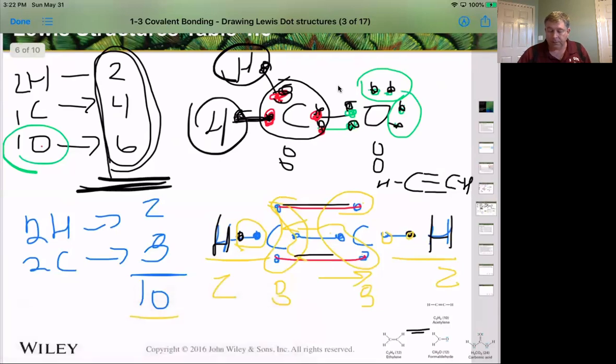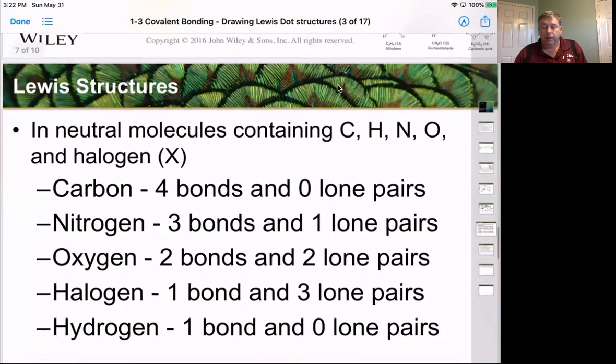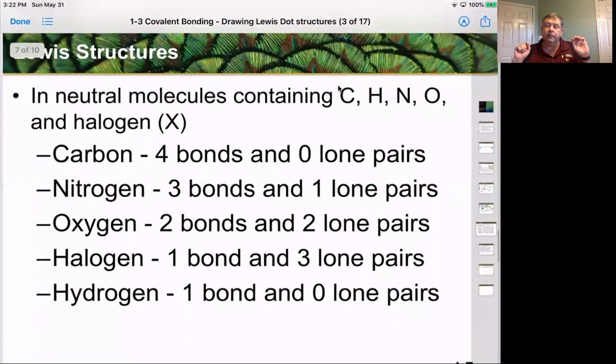So what that does is show you where the electrons come from and how to start the structure. But a couple of little rules will help you identify where things are. Carbon usually has 4 bonds, okay? In fact, it'll have 4 bonds or a charge, and so it typically has 4 bonds with no lone pairs. So you want to bond 4 lines to carbon.